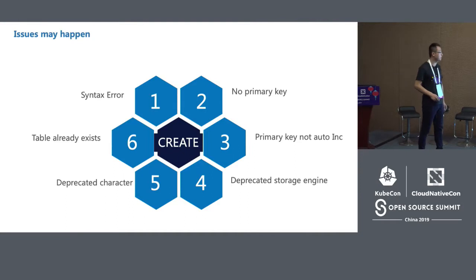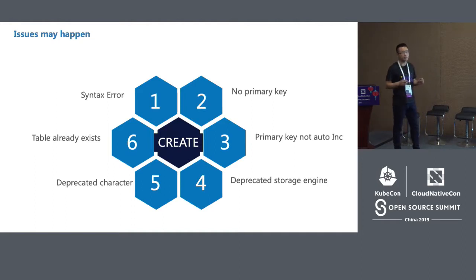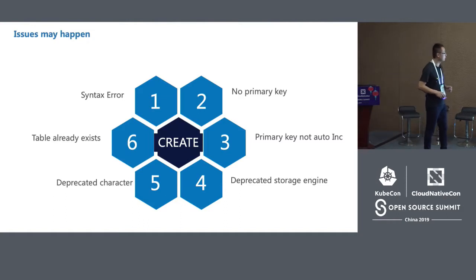Or maybe the primary key is not auto-incremented; we would recommend the auto-increment function. Or maybe there's some deprecated storage engine or deprecated characters. Or maybe he has created a table and created another one, but the table actually already exists and there's some data in it as well. So now they're using a drop sequence to delete it, but this is risky behavior. And there are some even lower mistakes, like a syntax error. So these are common problems and unavoidable.